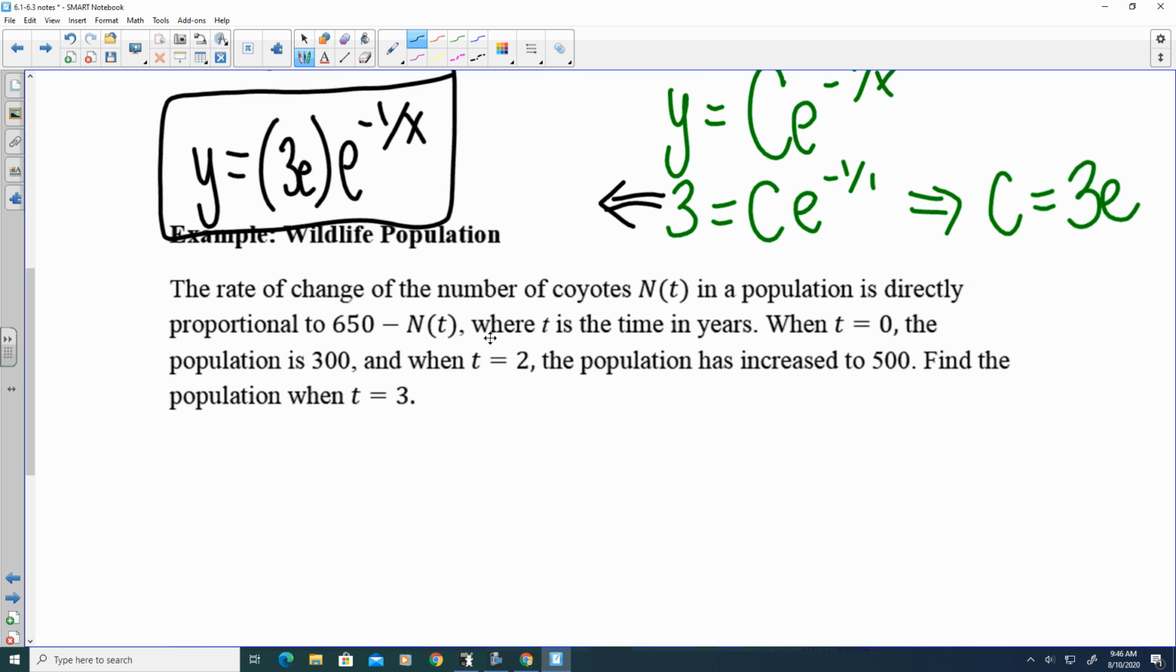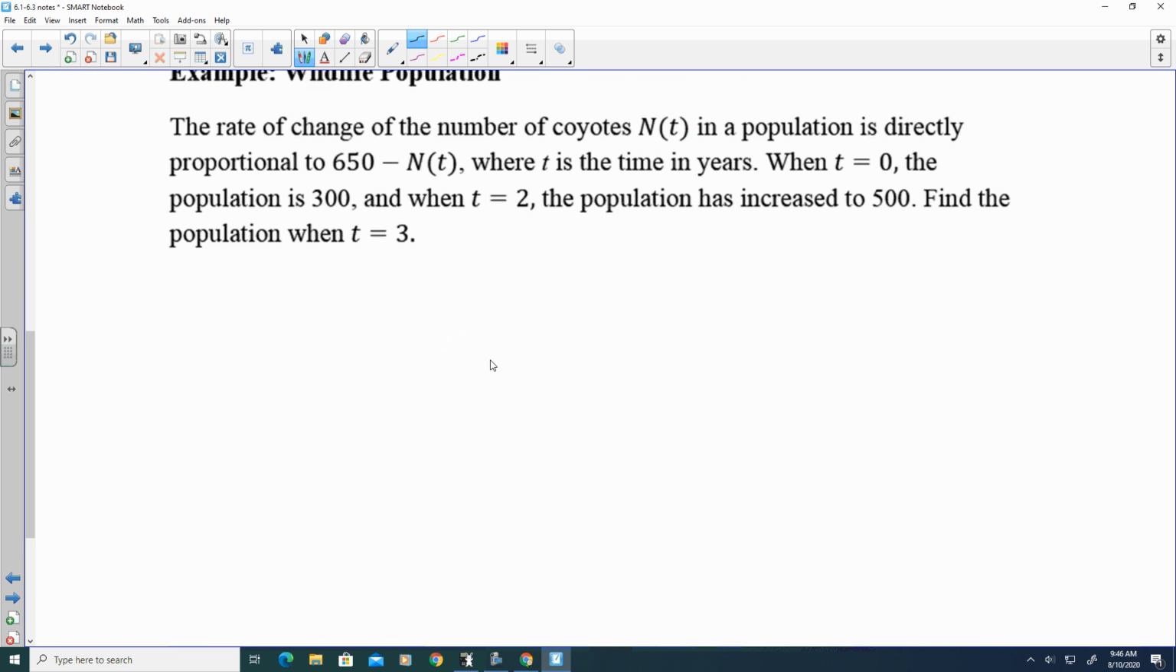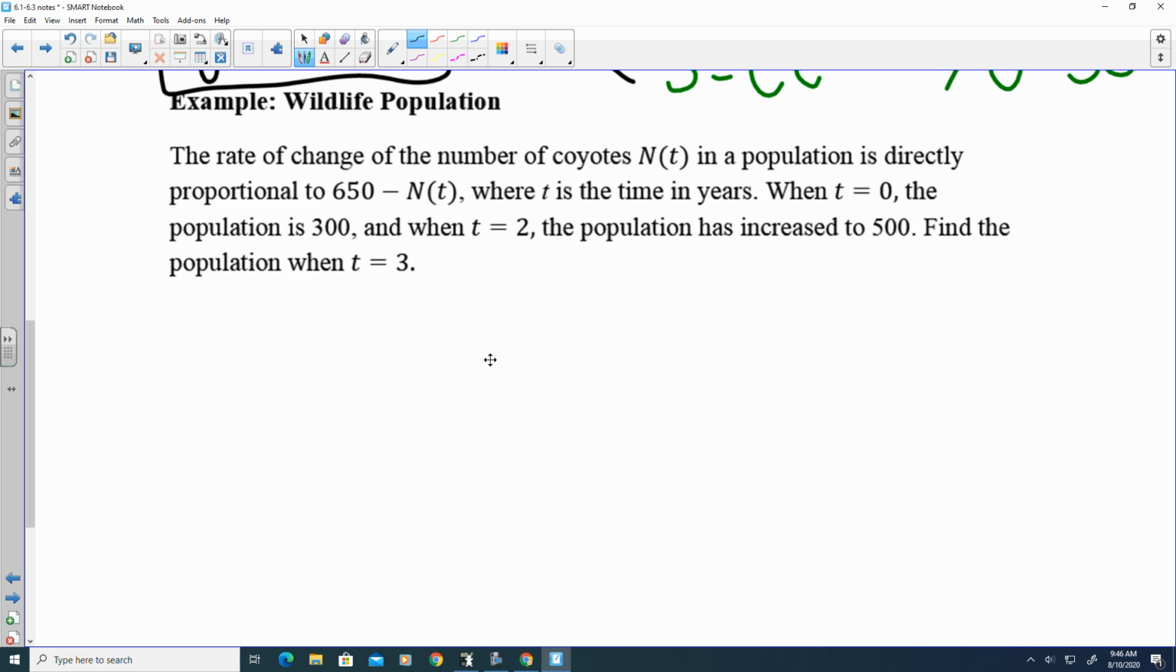Okay, one more, and this is the logistic equation that the section was referencing at the beginning, where we have a rate of change. In this case, it's for the number of coyotes in a population being directly proportional to 650 minus n of t, where t is the time in years. When t equals 0, the population is 300, so we have one condition here. When t is 2, the population is increased to 500. Find the population when t equals 3.